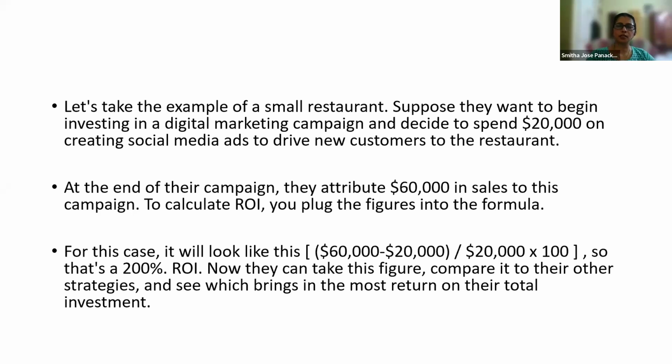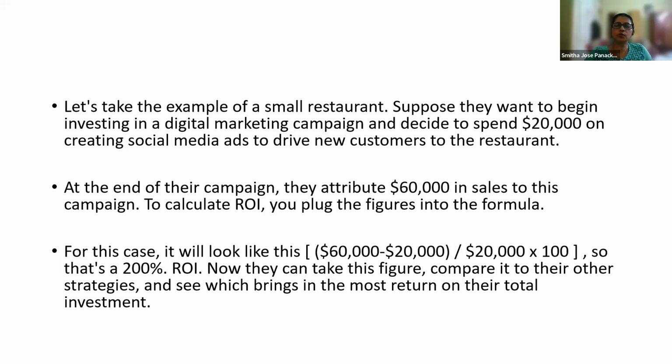Can we apply the concept of ROI in another context also? Okay, this is an example of a small restaurant, and they want to begin investing in a digital marketing campaign. This is also an investment, right? When we discuss about investment, we can have individual investment or personal investment, or we can have corporate investment also. The first two examples were individual investment or personal financial investment. This is an example for corporate investment, right? Companies can also take decisions with respect to investment.